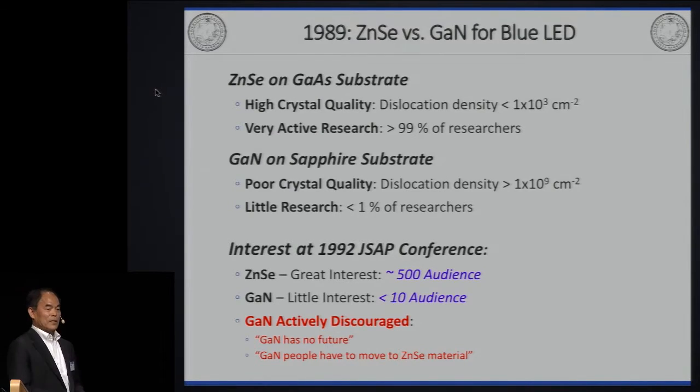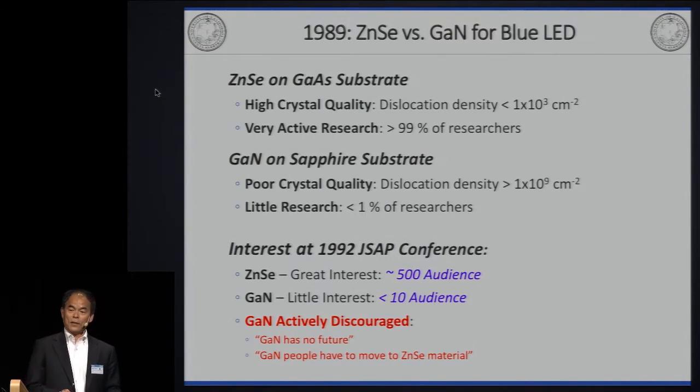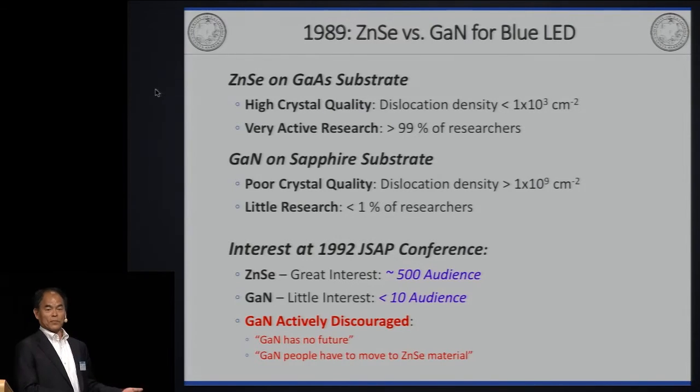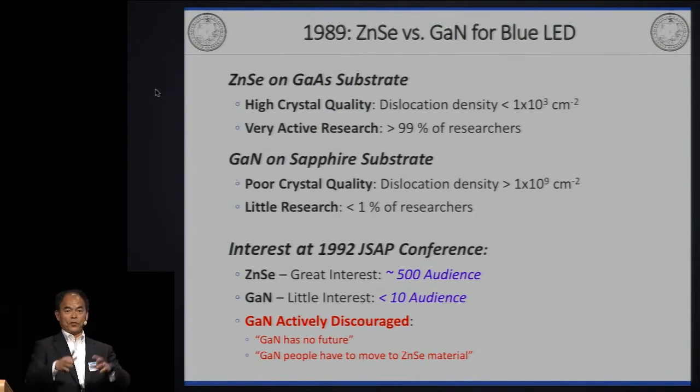In Japan, one of the biggest conferences in this field is the Japan Society of Applied Physics conference. In 1991, the American company 3M developed the first blue-green laser diode using zinc selenide. So zinc selenide became very popular. The zinc selenide session had more than 500 audience, and the room was fully occupied.